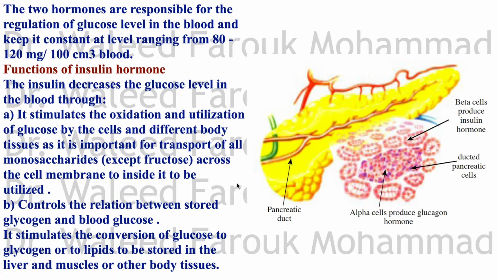Okay, and this is important for the transport of the monosaccharides except fructose across the cell membrane to inside to be utilized. Also, it controls the relation between stored glycogen and blood glucose. Stored glycogen, when you break down glycogen, it produces glucose. Okay? It stimulates the conversion of glucose to glycogen.